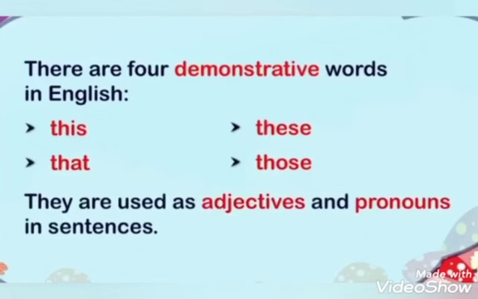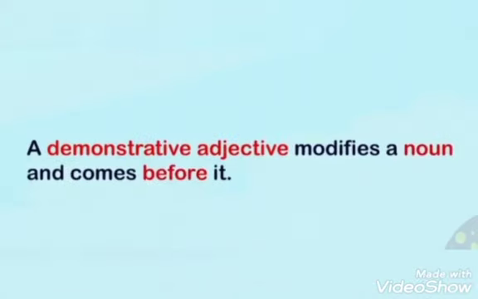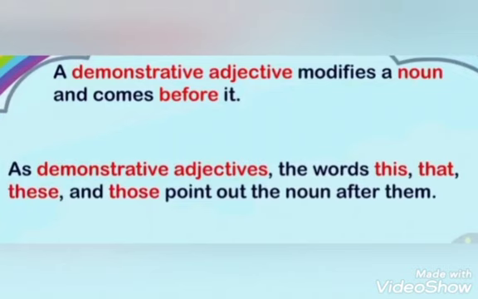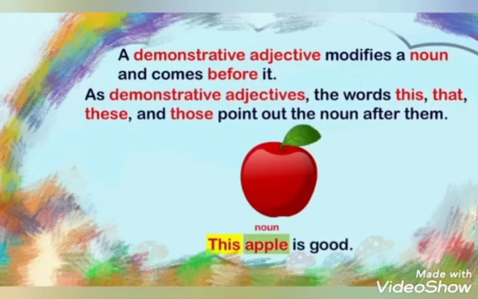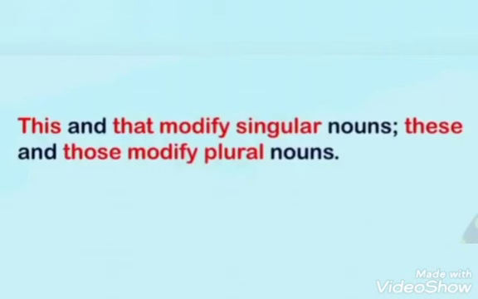There are mainly 4 demonstrative words in English, and those are this, that, these and those. They are used as adjectives and pronouns as well in sentences. A demonstrative adjective modifies a noun and comes before it. As demonstrative adjectives, the words this, that, these and those point out the noun after them. For example, this apple is good. I like those houses. This and that modify singular nouns. These and those modify plural nouns.